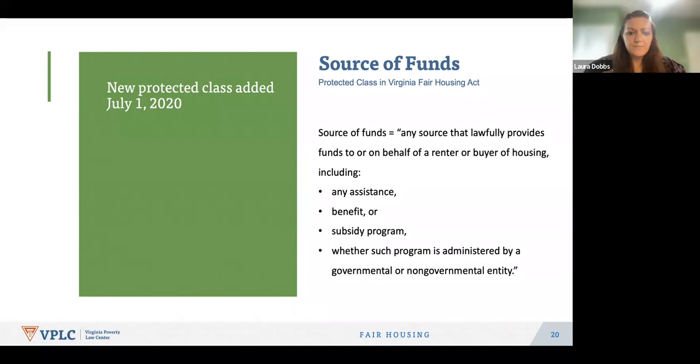This can include any form of assistance, such as a housing voucher, some sort of benefit, down payment assistance, or some sort of subsidy program. And this applies whether the program is administered by a government or non-governmental entity. So it could include a nonprofit helping to pay the security deposit for a prospective tenant. The landlord cannot discriminate simply because that money is coming from that nonprofit.